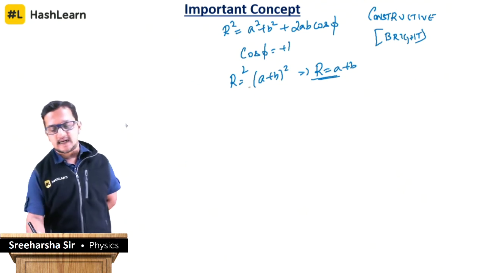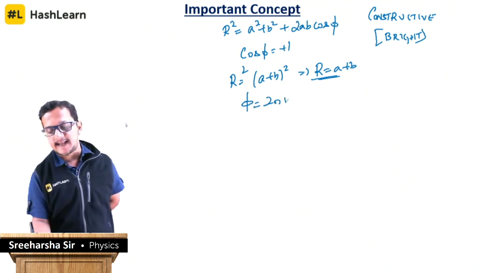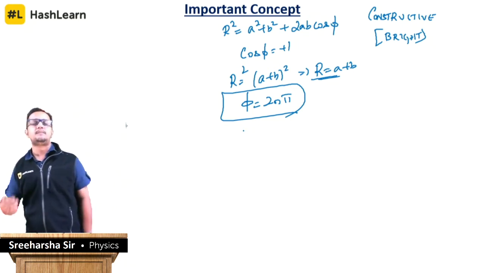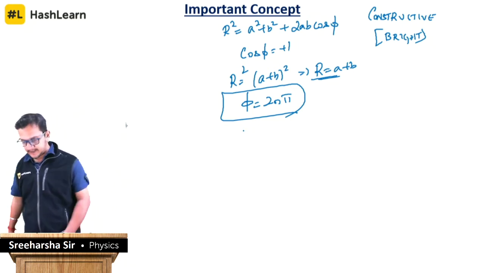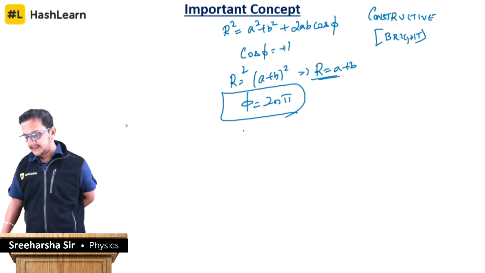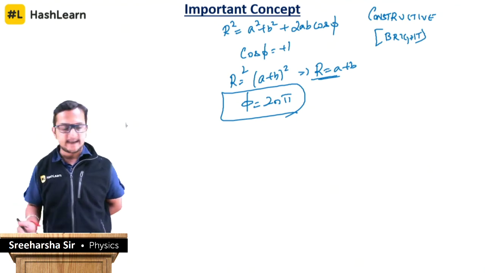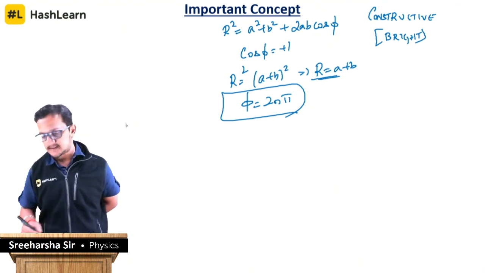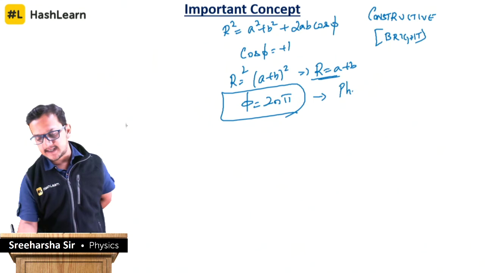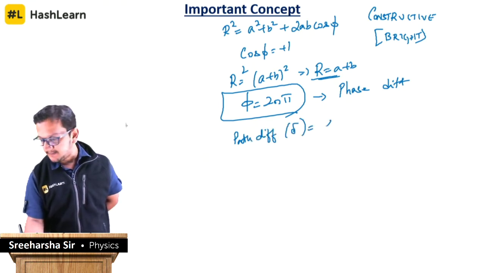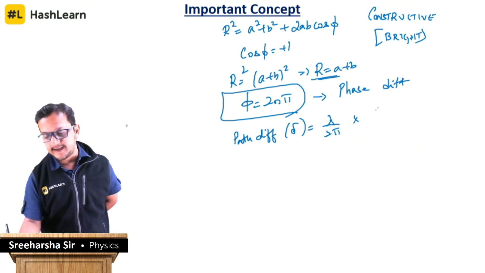And the condition for that is phi equals 2n pi. The even multiples of pi will give rise to constructive interference, even multiples of pi, and from the integral multiples of 2 pi it is giving you constructive interference. So this is the phase difference. Now coming to the path difference. Path difference delta is equal to lambda by 2 pi into phase difference.